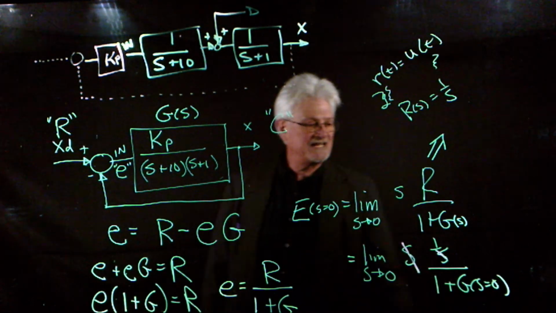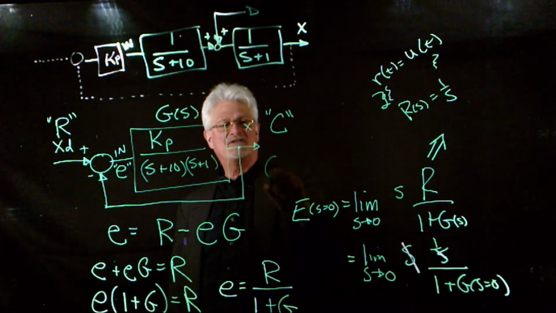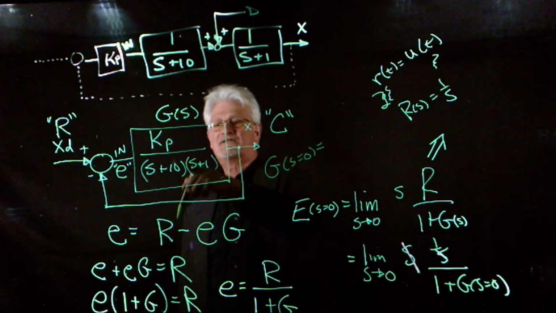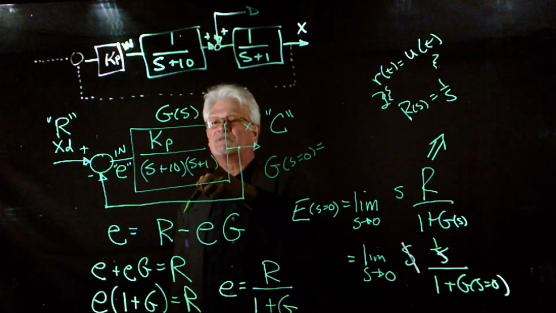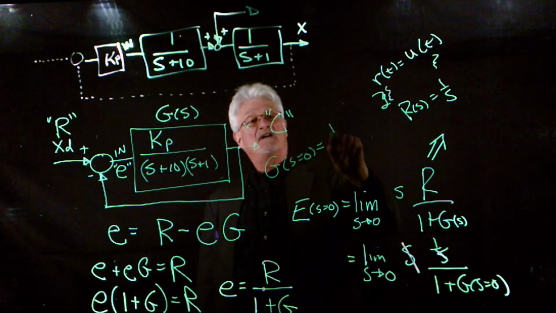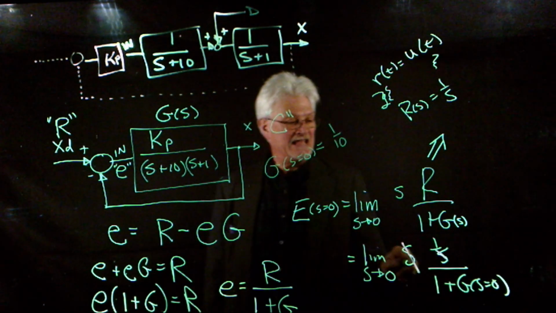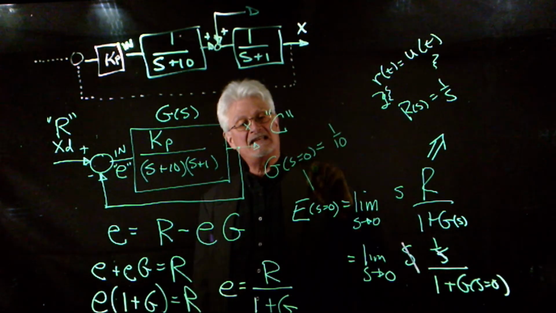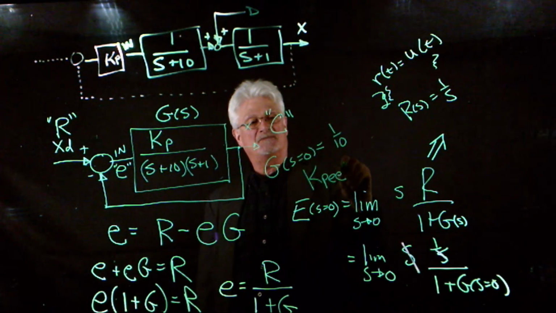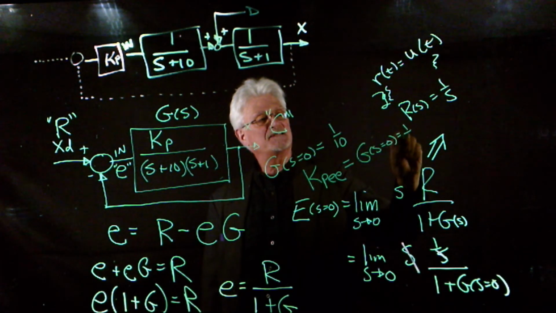Okay. Those cancel. And in this particular case, G of S equals 0 is equal to, well, there's a KP in there. So it has to do with KP. But for now, we're just going to let KP equals 1. It's going to be 1 over 10. G of S equals 0 is 1 over 10. That means that KP, in the book they use K, but I'm changing it a little bit, KP is equal to G of S equals 0, which is 1/10.